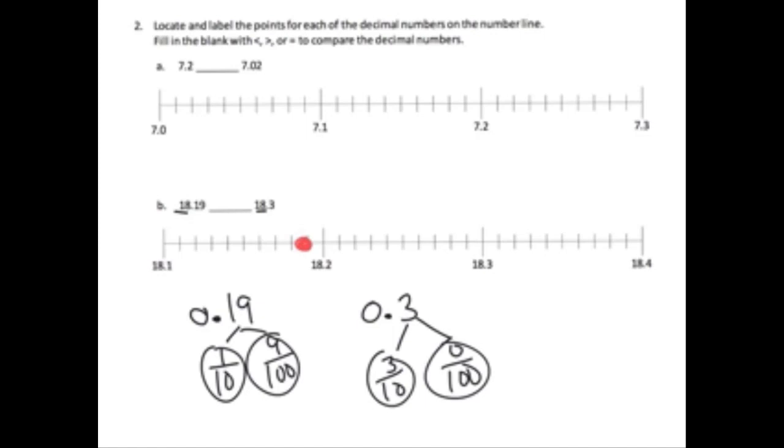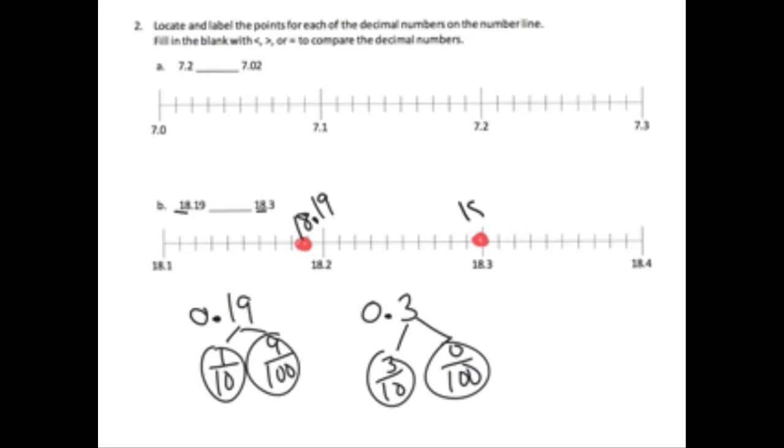18. So that's 18 and 1/10, and then 18 and 1/10 plus 9/100ths is right here. So I'm going to write that down, 18.19. And now, where does 18.3 go? Well, we can see it. It's right here. 18.3 is right there.